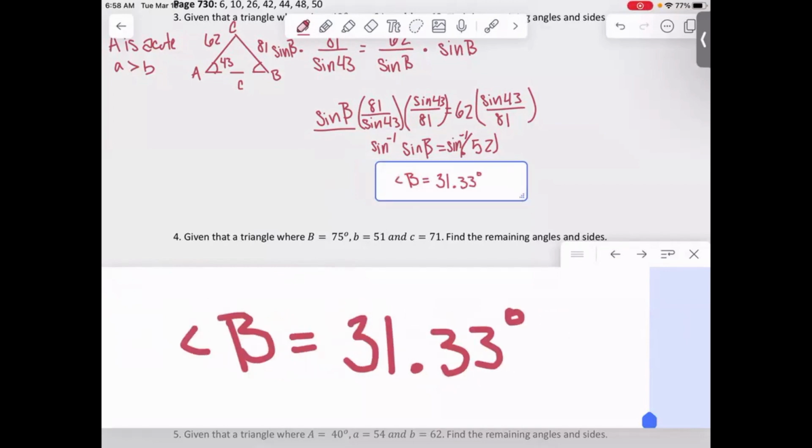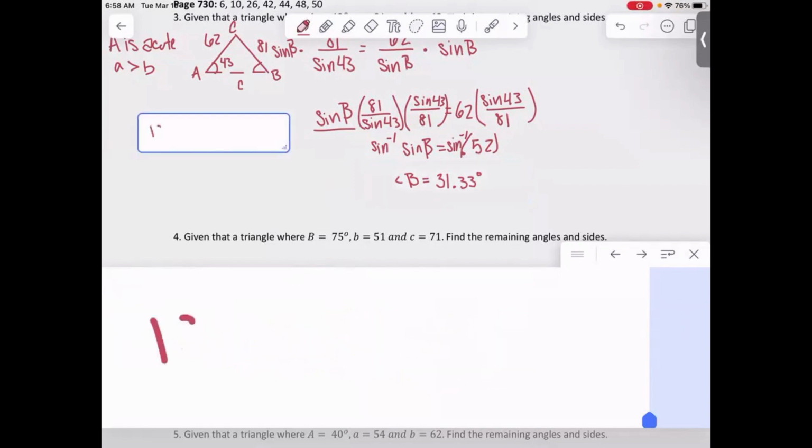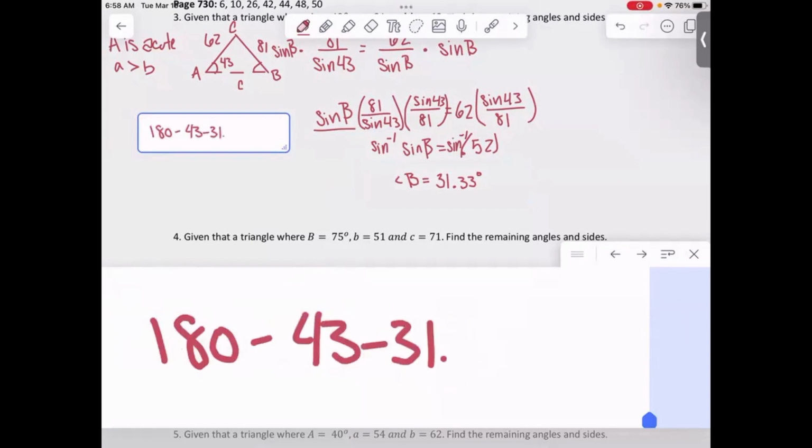This is good news because now I have my angle B. I am capable of solving for my angle C because now I have two angles. I can find my third just knowing that 180 minus 43 minus 31.33 is going to give me whatever my third angle is, which in this case is angle C. So we can plug that in. Sorry, I feel like I'm moving kind of quickly. If you get confused, you can always pause.